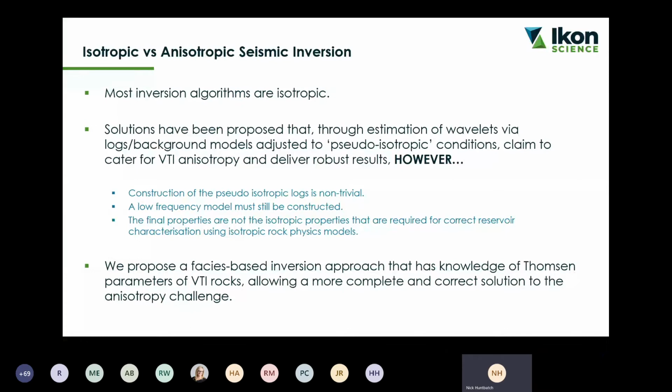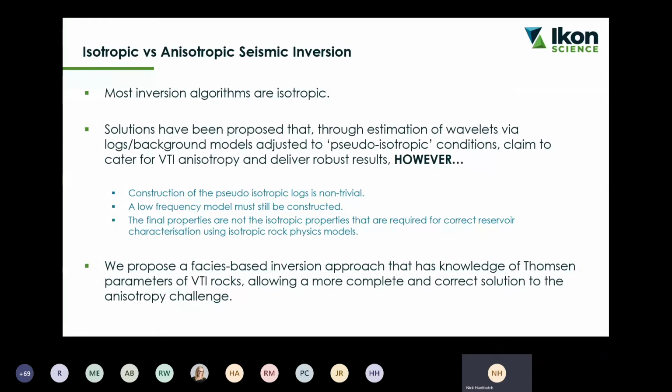But we still need to construct those pseudo isotropic logs at the beginning. They basically take the Thomsen parameters and adjust the elastic logs. We still need to make that low frequency model. And actually, if you think about it, what we get out of the inversion will be pseudo isotropic logs, which aren't the ones we need for our modeling, really, and they're actually quite difficult to interpret in terms of what they mean.